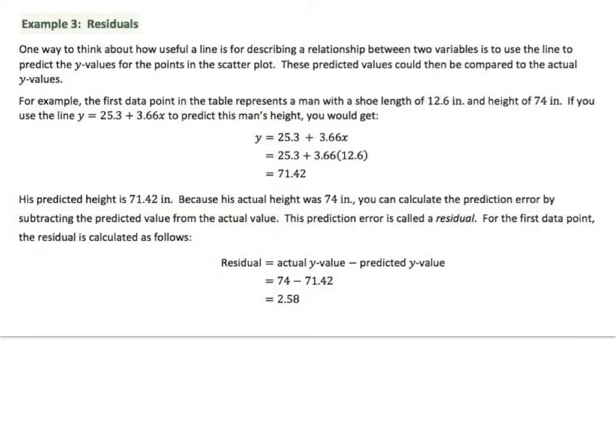So let's look at the residuals. One way to think about how useful a line is for describing a relationship between two variables is to use the line to predict the y values for the points in the scatter plot. These predicted values could then be compared to the actual values. The predicted values are the ones on the line, compared to the actual values, which are the points.